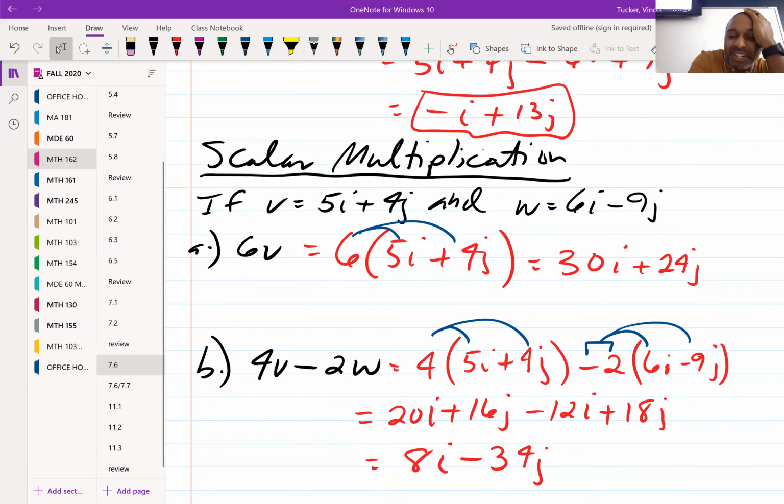So yeah, so you 20i minus 12i is 8i, 16j plus 18j should be 34j. I think I made a mistake and erased that. So it should be a plus 34j.